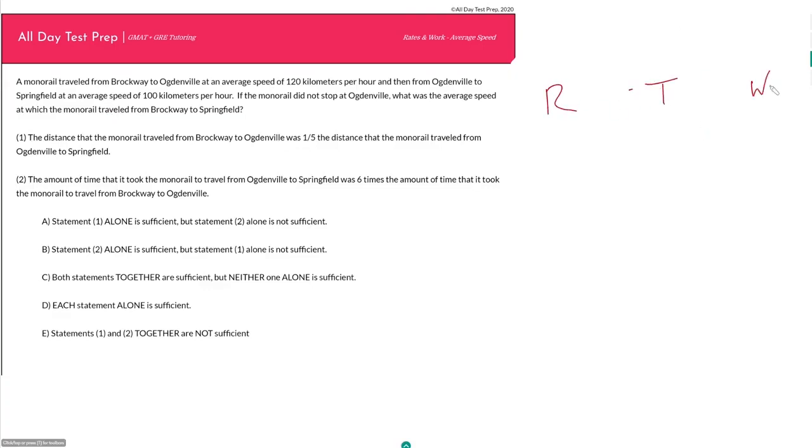So if we start organizing the information, we have 2 parts to our trip. First, we go from Brockway to Ogdenville, and then Ogdenville to Springfield. Then we want to combine these into a single trip from Brockway to Springfield. And all we know are the rates for the 2 components of our trip. And so I am looking for, this shouldn't be work. We're now talking about distance.